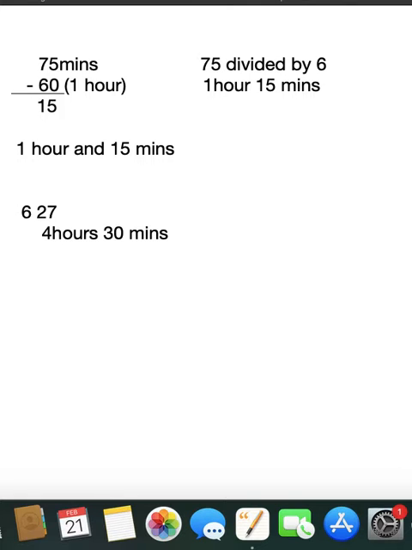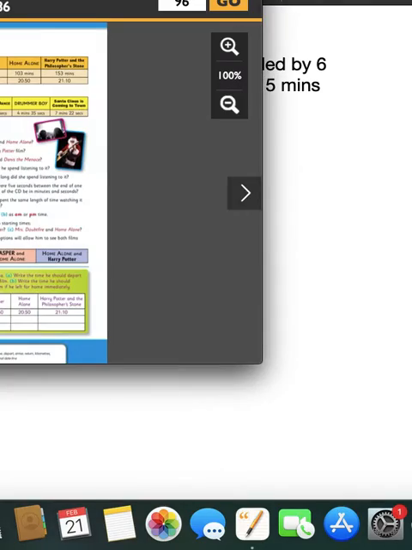So like that, you're thinking dividing 6 in, or repeatedly taking away 60, whichever works for you.